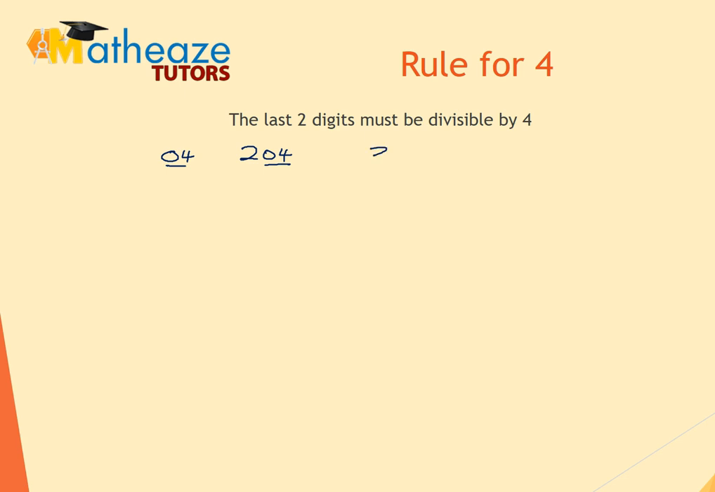What about 3,124? All we need to focus on is the last 2 digits. Because these last 2 digits are divisible by 4, then the whole number is divisible by 4. 436. Another example. So when you're dealing with the rule for 4, you just have to focus on the last 2 digits.